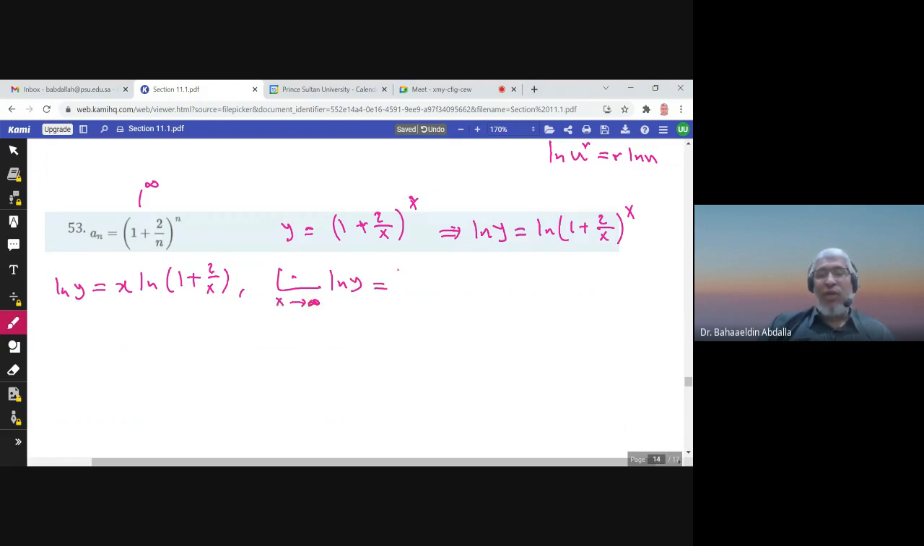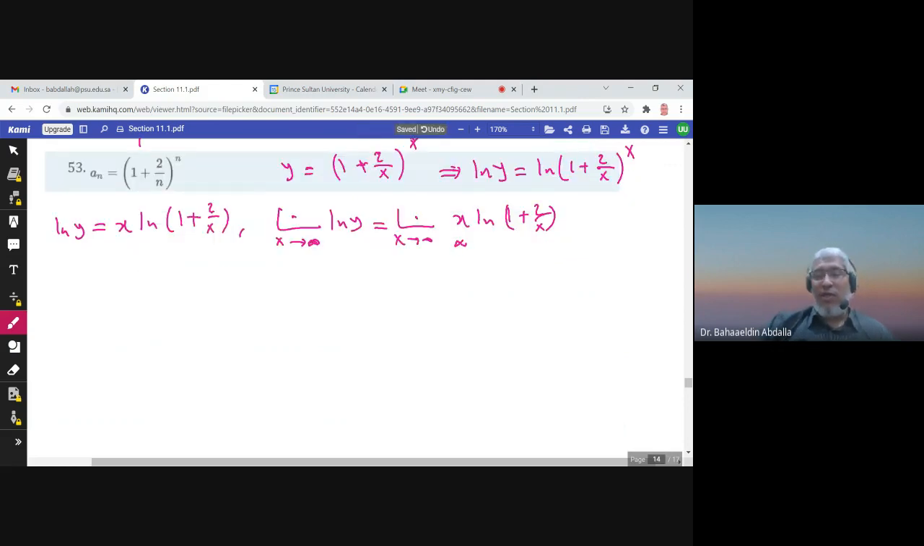And this would be the limit of x ln(1 + 2/x). Now when I replace x by infinity, I will get infinity times 2 over infinity, which is 0. 1 plus 0 is 1, and ln 1 is 0. So it would be infinity times 0. And we knew what to do with infinity times 0: we have to write it as infinity over infinity or 0 over 0.